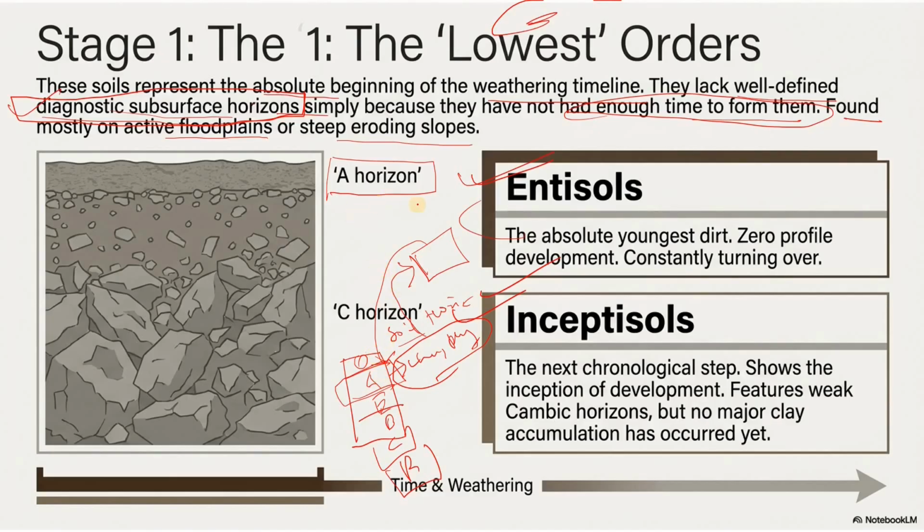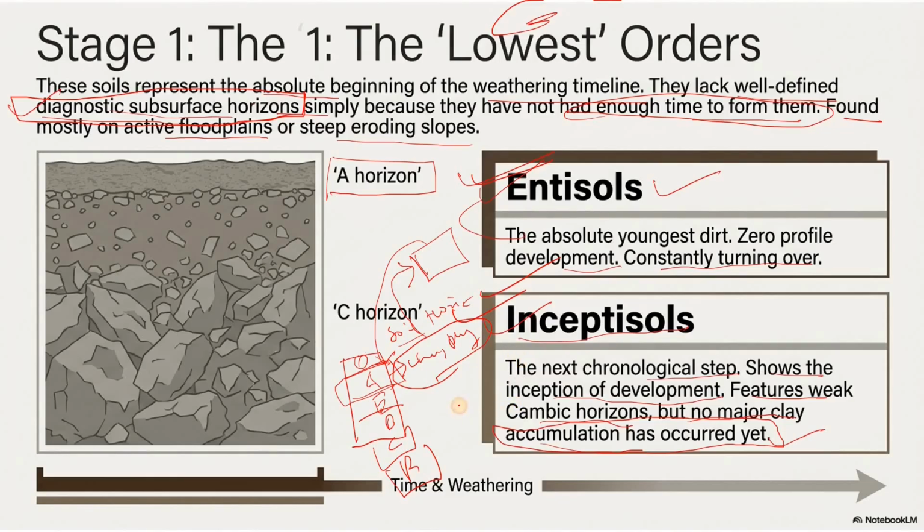So, coming to the types of order. First comes the Entisol, then comes the Inceptisol. Entisol is the first and youngest, with zero profile development, constantly turning over. And Inceptisols, the next chronological set, show the inception of development, with features of a weak cambic horizon, but no major clay accumulation has occurred yet.